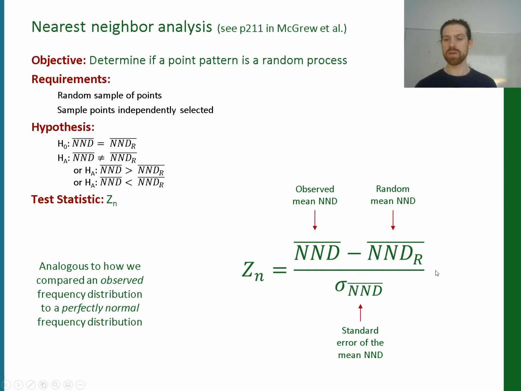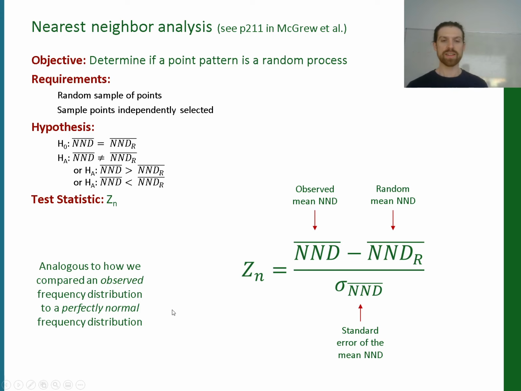Okay, so we basically need to get the mean value for the random quantity and the observed quantity, subtract NND R from NND for the numerator, and then divide it by the standard error of the mean for the nearest neighbor distance. That gives us this Zn test statistic. It's a relatively simple equation, even if it's a bit more complicated to work out each of these individual components.